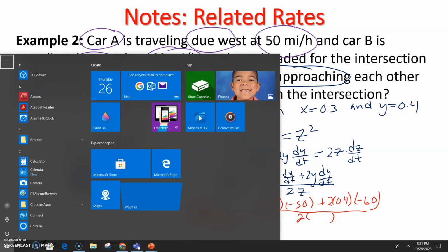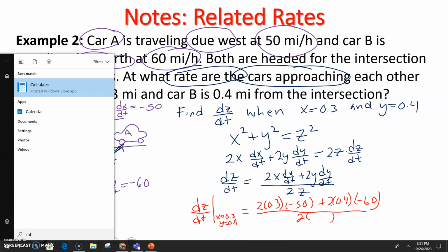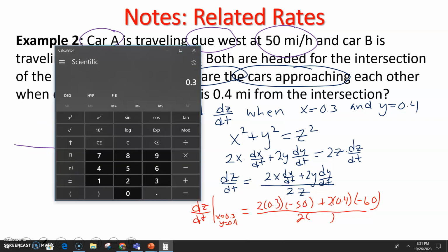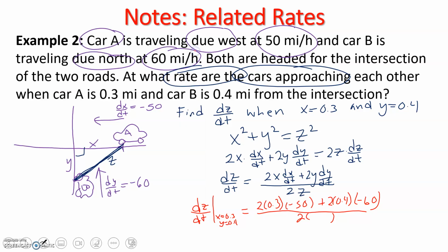So we have here, I'm just going to use a quick calculator, 0.3 squared plus 0.4 squared equals 0.25. Square root, so we can see that z is 0.5.